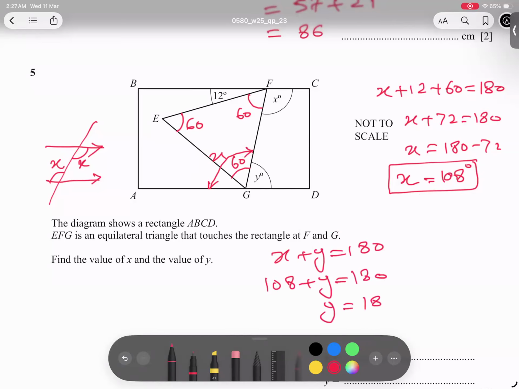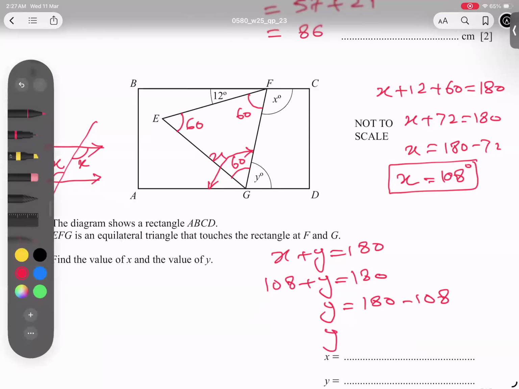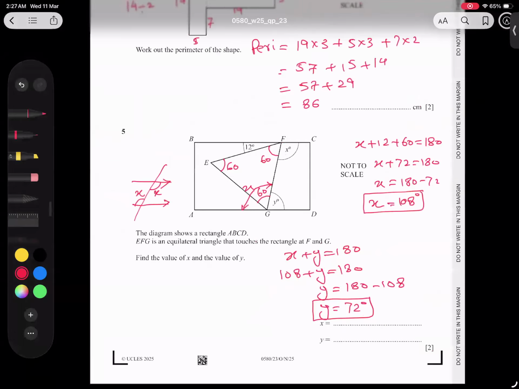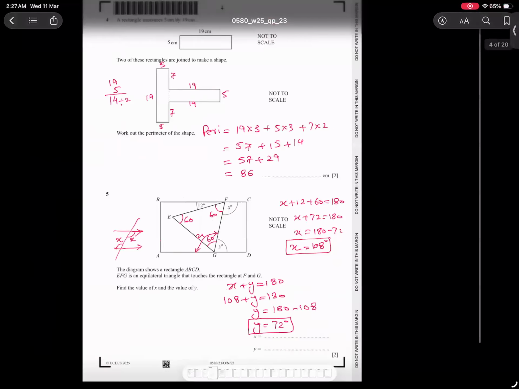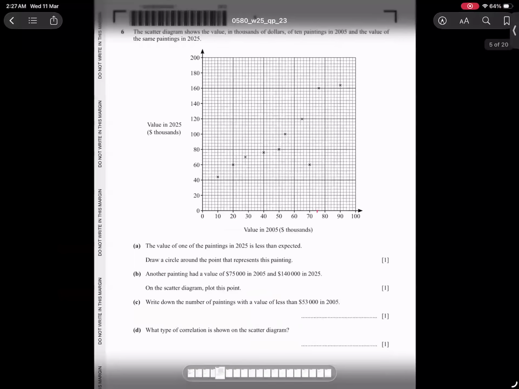And if I subtract 180, sorry, 108, what answer do I get? 72. So Alhamdulillah Rabbil Alameen. I hope the point is very clear, and we have done it. Let's talk about the next question.